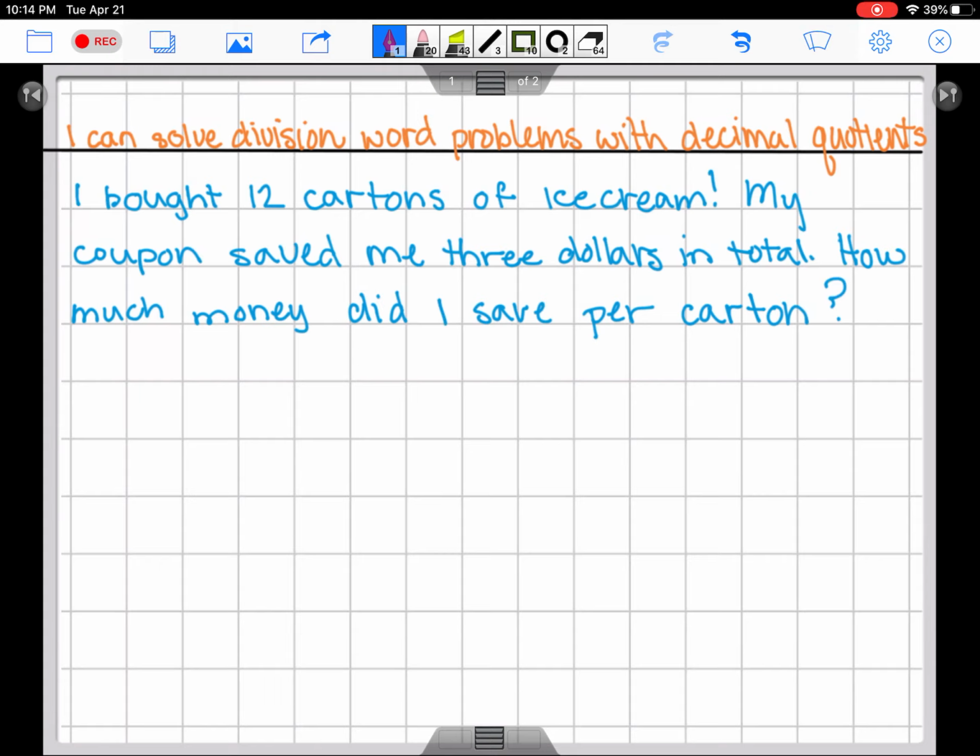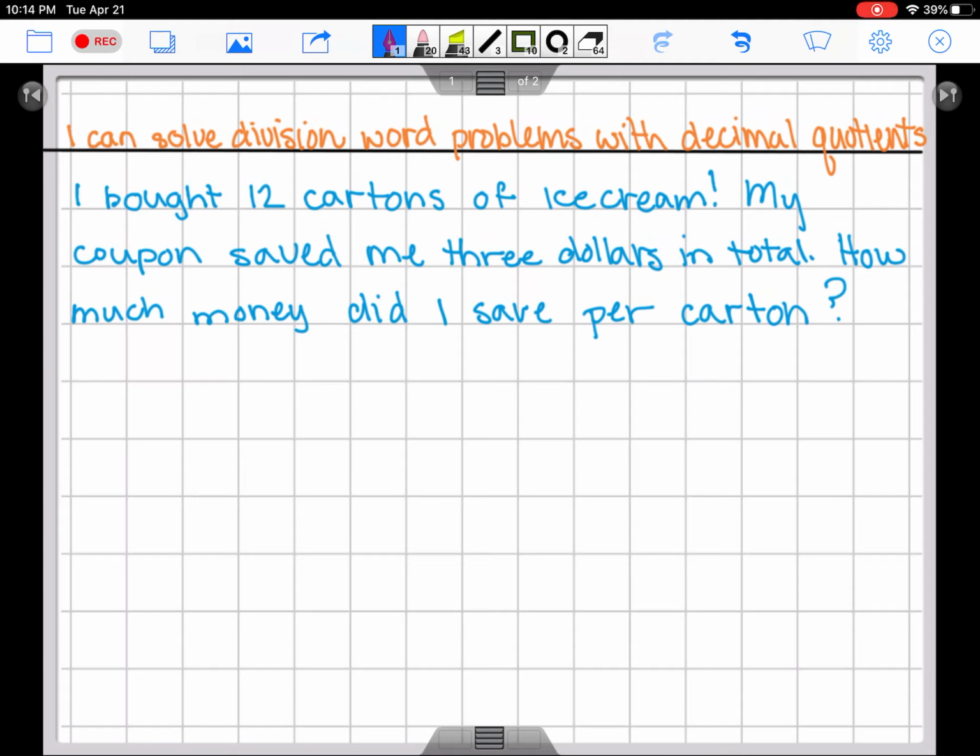And that's the big thing when we come into word problems, because word problems can be ordered in a lot of different ways. You're not always going to have the dividend first or the divisor first. They can be written all different types of ways. So we're going to look at this problem.